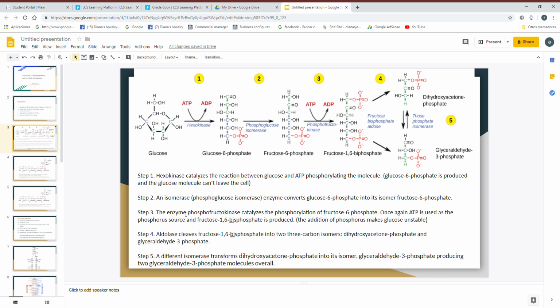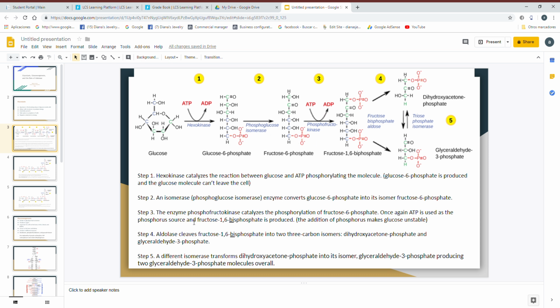So from there, after glucose is phosphorylated, you get an isomerase, called phosphoglucose isomerase. An isomerase is just an enzyme which creates a different isomer of the molecule. An isomer is where you have the same chemical formula, but the atoms are mixed around, so they're in a different structure. So this enzyme converts glucose 6-phosphate into the isomer fructose 6-phosphate, which you can see here.